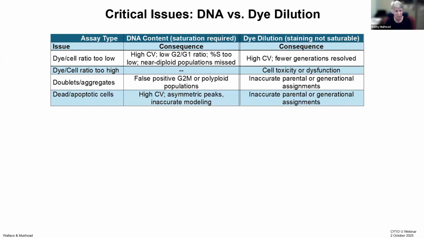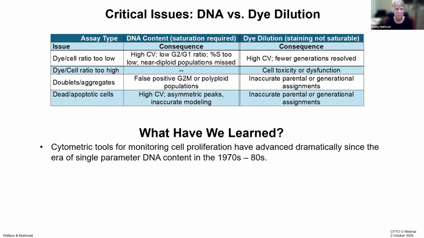Doublets and aggregates are a problem for both types of proliferation assays. And dead or apoptotic cells are also a problem for both types of assays. So basically I'm making a big plug: if you want to get into any of these details, just go back and sign into CYTO and look at lesson 2 or lesson 3.